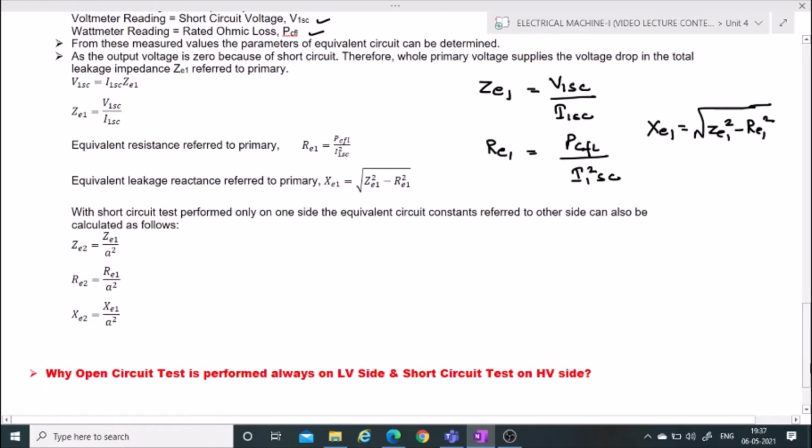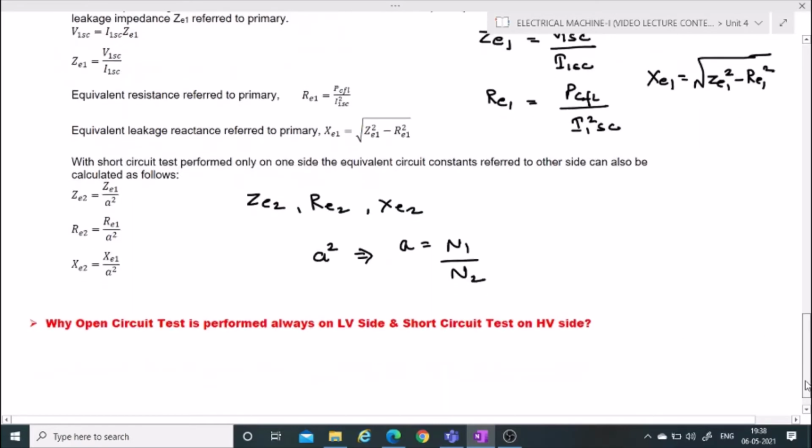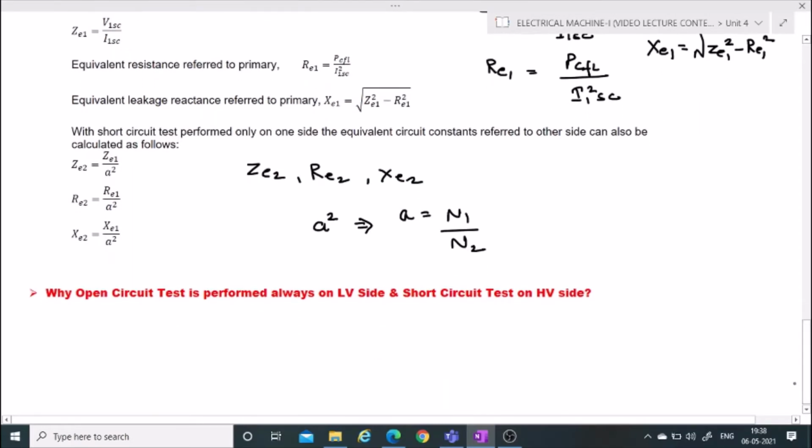Once calculated from one side, suppose we have calculated for high voltage side, we can easily refer these values to the low voltage side to calculate the values of ZE2, RE2 and XE2, simply dividing by A square, where A is nothing but N1 by N2, that is the transformation ratio or the ratio of the number of turns. Okay, so this is all about the short circuit test and the open circuit test of the transformer.